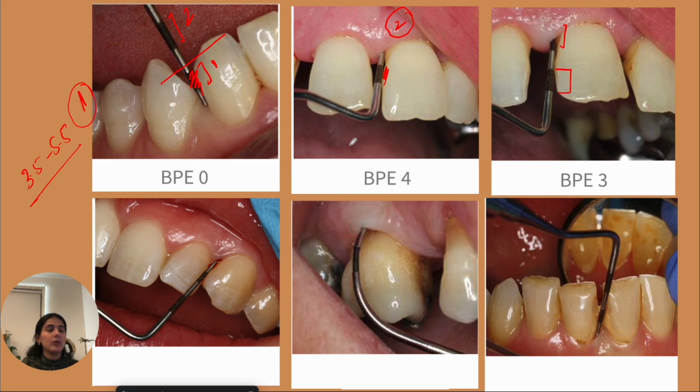Okay. More answers. I want to see more answers. Okay, good. Yes, it's BPE 1 because there is bleeding on probing. We can see that clearly, and there is no calculus here. I can't see calculus, so I can't give it score number 2. I will give it 1 only. Okay, now what about the next one?